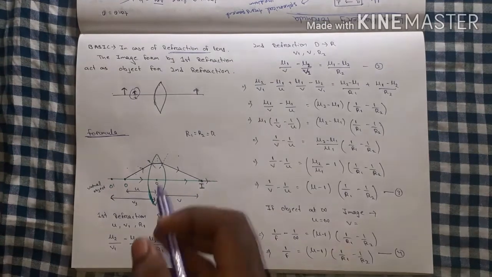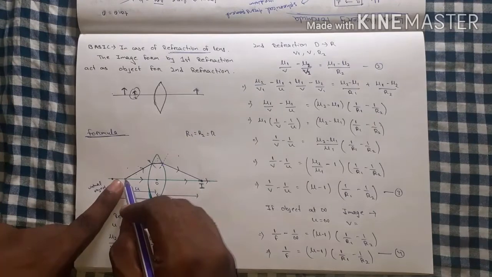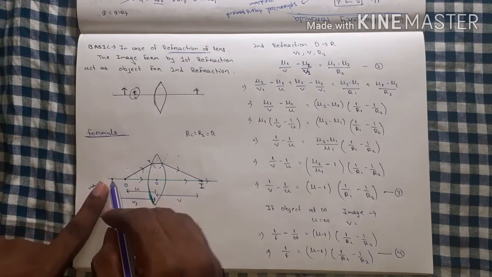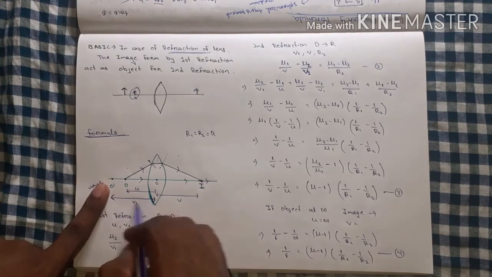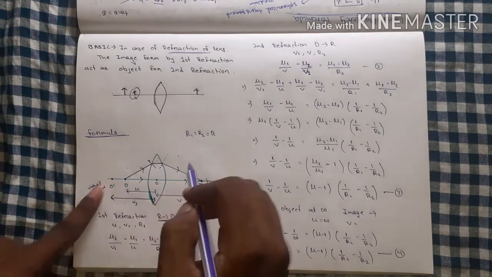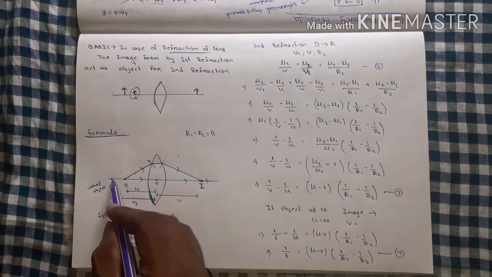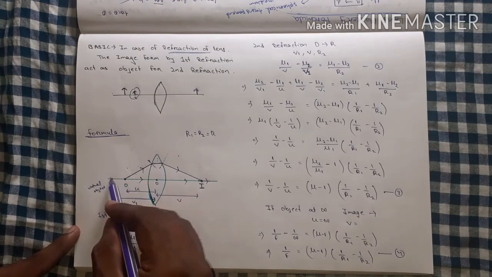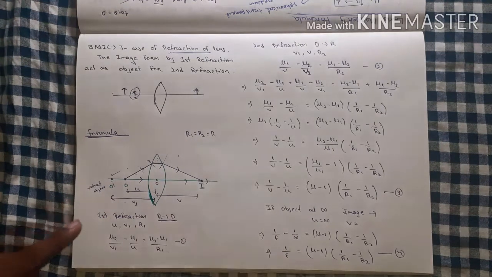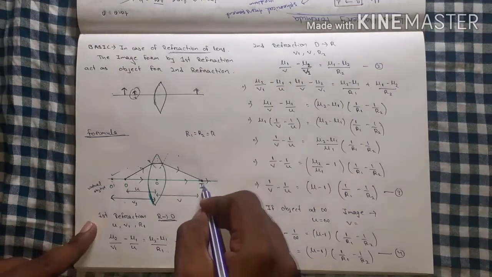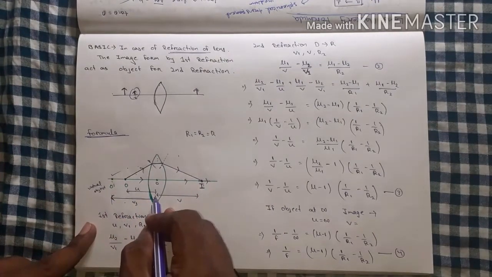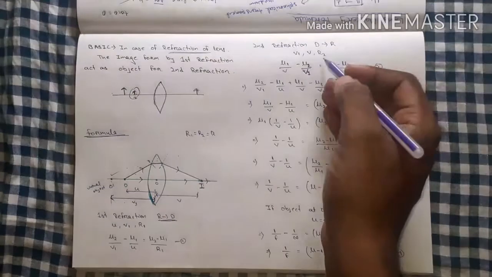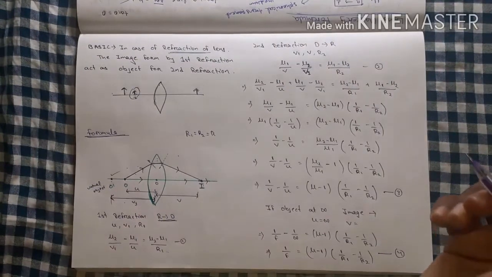Sorry. For the first refraction, here is the object, u is the object distance, and the image will form at O dash. So v1 will be the image distance. But for the second refraction, this image acts as a virtual object. For the second refraction, the real object is this, okay, and the image will form here, and this distance is the object distance, this distance is the image distance, and the radius of curvature is r2, okay.